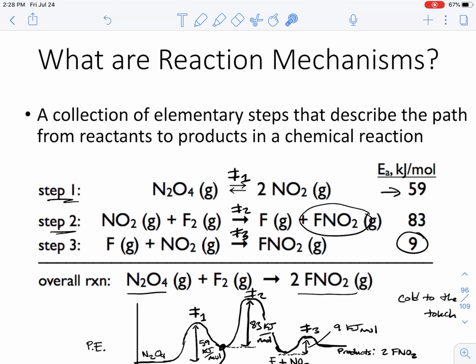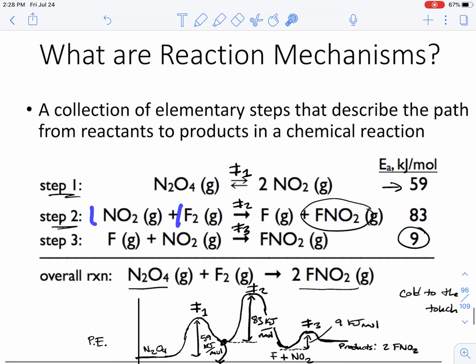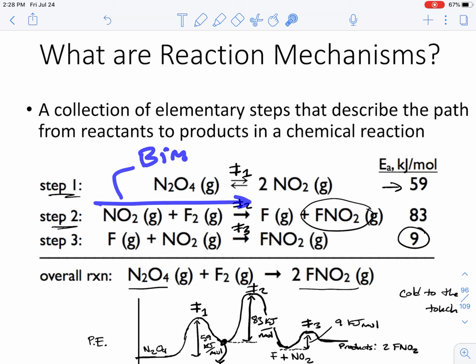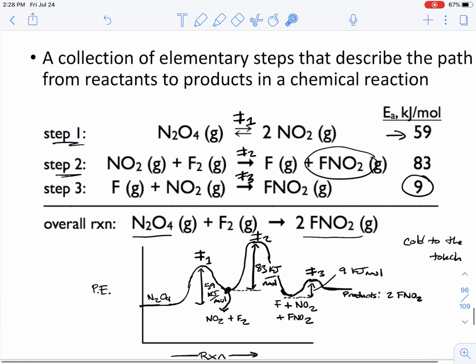Okay. And so looking in the forward direction, for the second elementary step, I have 2 reactant particles. And so in the forward direction, this would be bimolecular once again. Okay, so hopefully you guys can see the pattern that I'm working towards for molecularity.